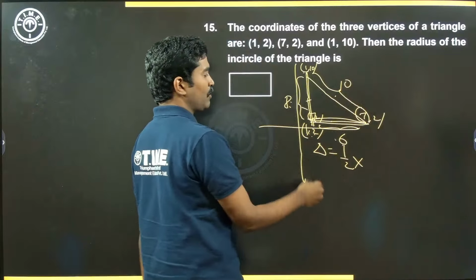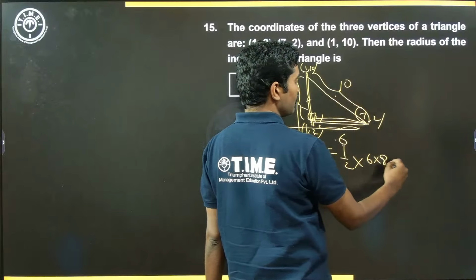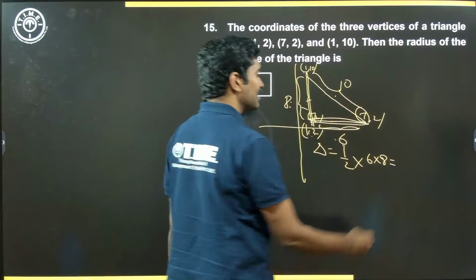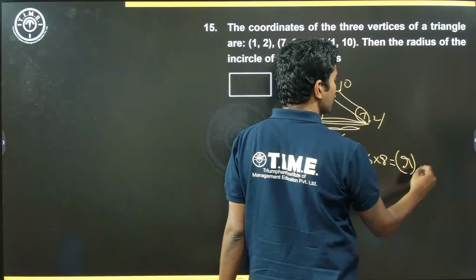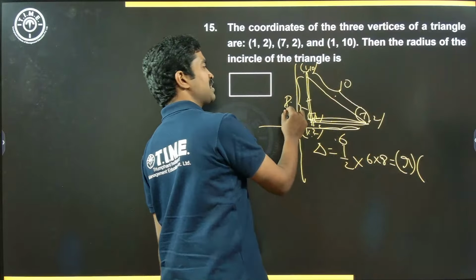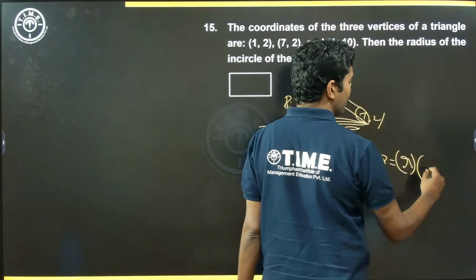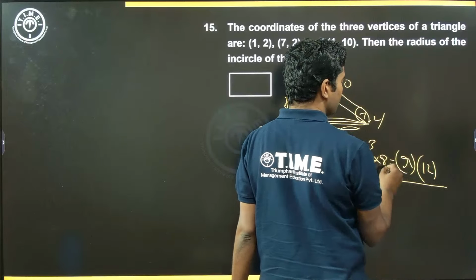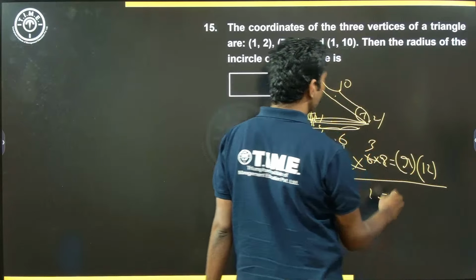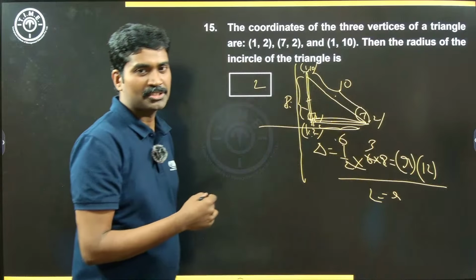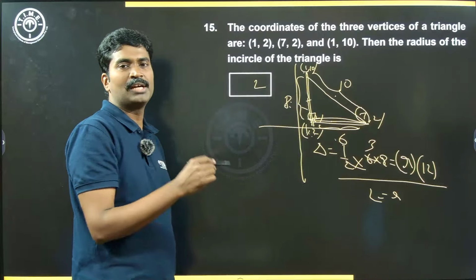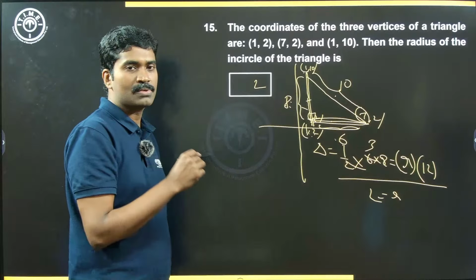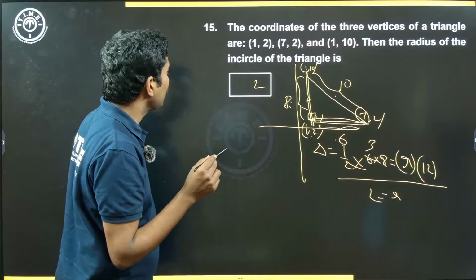So I can find out the area of the triangle. Half into 6 into 8 is equal to small r into small s. That's it. Small r is my inradius. And what is s? 6 plus 8, 14, plus 10, 24. 24 by 2, 12. So 24 is equal to 12 r, r is equal to 2. Wouldn't have taken much time at all. Anyone remembers this formula? Area is equal to small r into small s. Done. This was a slam dunk, right?